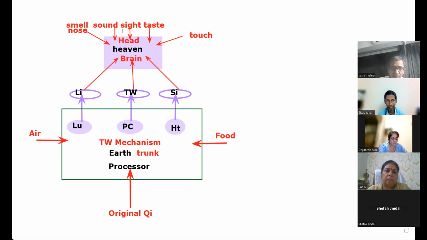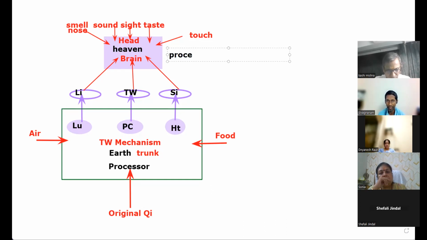So what is this? Head is what? This is another processor, my dear friends. This is also a processor which processes. What are the things that they are processing? Now this processor and this, there are two processors, so we can call it processor number 2. And this is processor number 1.